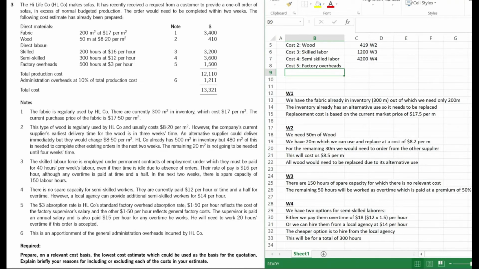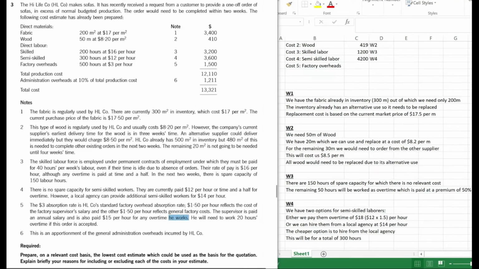Now, it says the supervisor is paid an annual salary and is also paid $15 per hour for any overtime he works. He will need to work 20 hours of overtime if this order is accepted. So out of all of this, the last sentence is what we're interested in. It tells us the specific cost, that he needs to work 20 hours of overtime for this order. So we don't need to worry about the overheads otherwise, okay? And he's paid at $15 per hour for any overtime that he works.